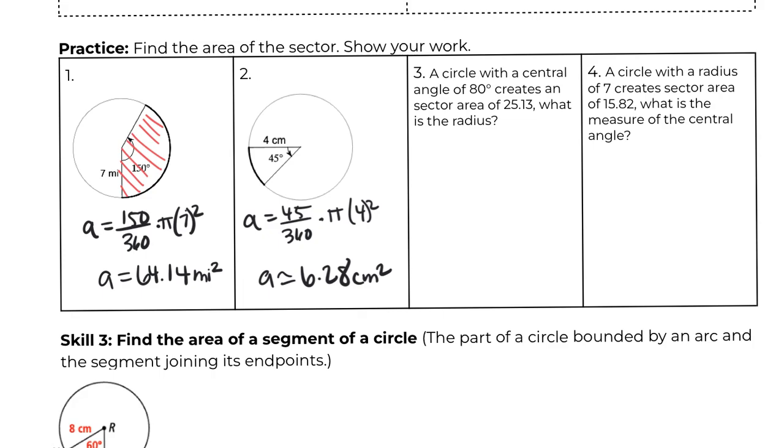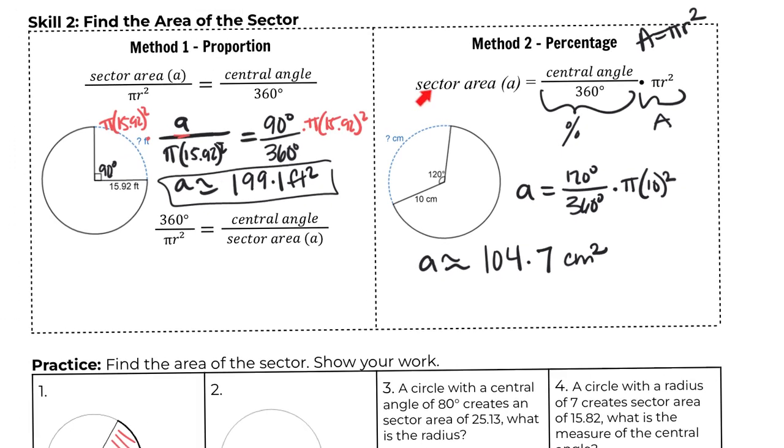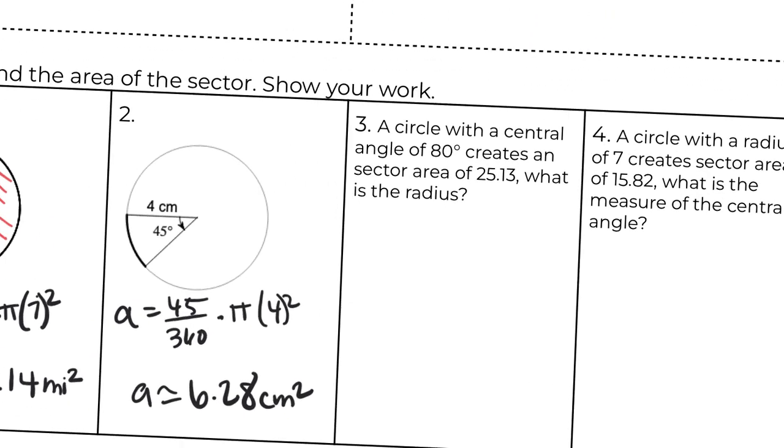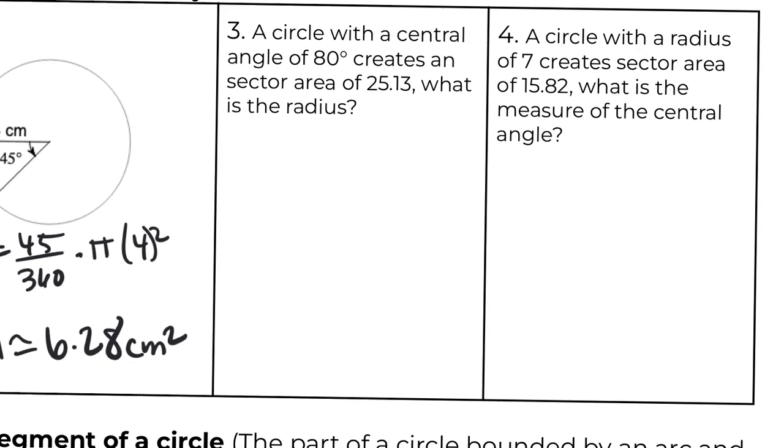You're just plugging in. Remember that no matter what, as we look to these next problems, we know where every variable goes. So I know that my sector area goes in this position. My central angle will be here as part of my percentage, and then my radius is part of that area. So as I look down here at number 3, it says a circle with central angle of 80 degrees creates a sector area of 25.13. So I know this is my central angle. That's my area. I'm trying to find the radius. So this time it's going to be a little trickier because I've got to solve for r.